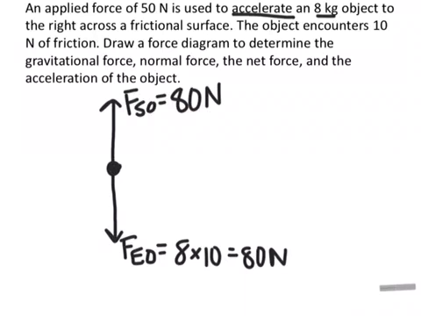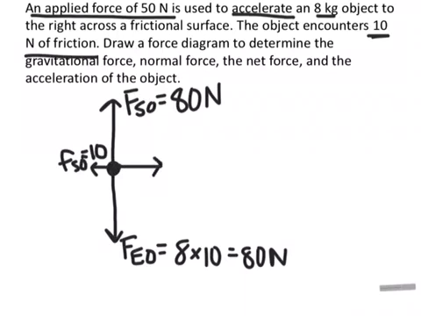And now it says that it encounters 10 newtons of friction. So friction, if it's going to the right, friction is going to be to the left. So we're going to have a very small vector here for friction, which is going to be 10. And then it also says that there was an applied force, 50 newtons to the right. So it needs to be longer than this one, but it needs to be shorter than these two vectors up. So this is the force of the push on the object, and that is 50 newtons.